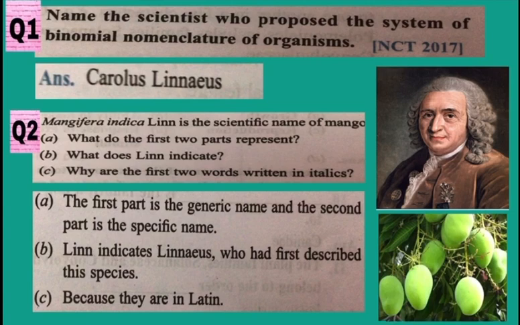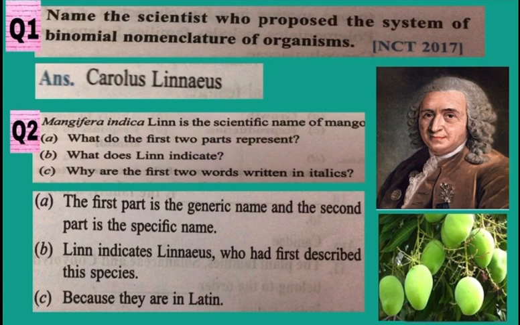The name of the scientist is Carolus Linnaeus. He proposed binomial nomenclature in which an organism is provided with a biological name having two components. First is the generic name and second is the species name. That is why it is named binomial nomenclature.